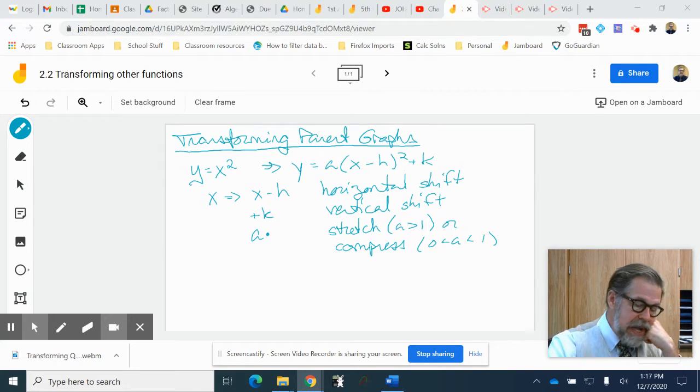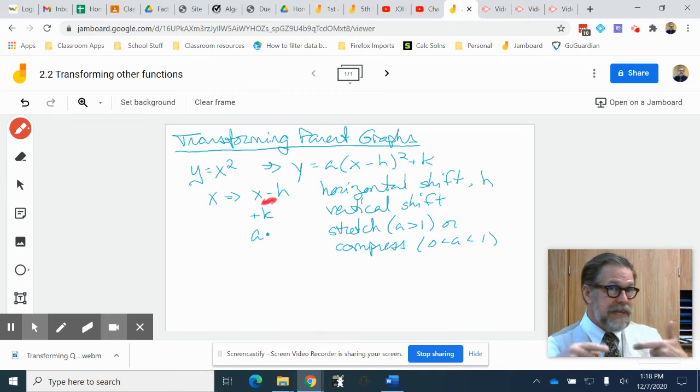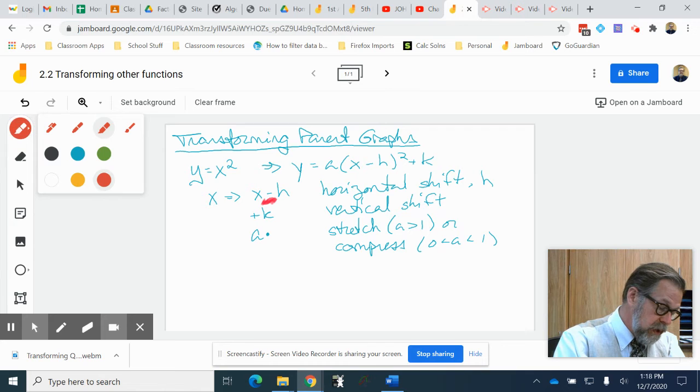So here's what we discovered: if I want to transform the parent graph y equals x squared, I can replace the x with x minus h. That causes a horizontal shift of h. Be careful there. That minus tells you that it's the opposite of what you might think it is. X minus 2 is to the right. X plus 2 is to the left.